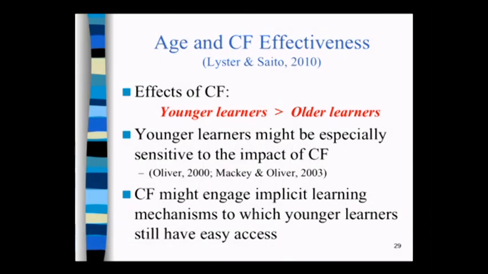And so this goes back to some work that has been done by Rhonda Oliver and Alison Mackey, who did some early work looking at age and the difference between interaction in classrooms with adults and those of children. And they concluded that children do seem to be fairly susceptible to corrective feedback. And it may be the case that corrective feedback engages implicit learning mechanisms to which learners still have access. Okay, there's a little bit more work to be done in this area.